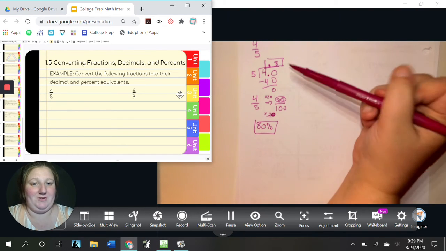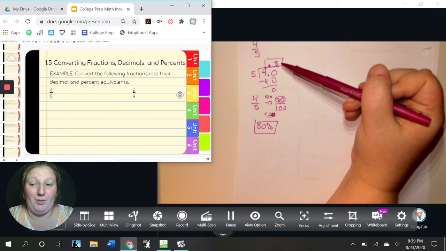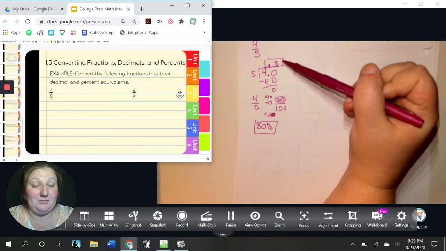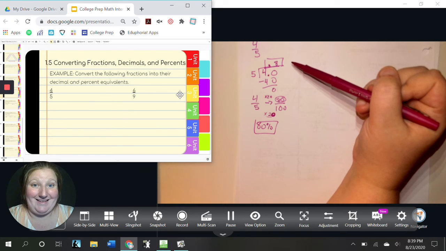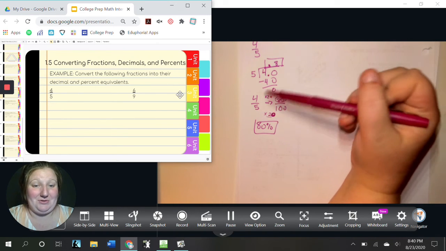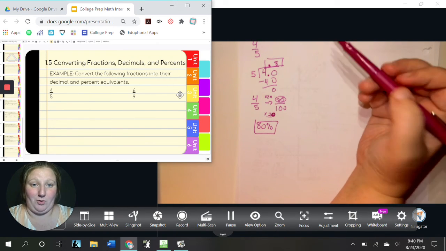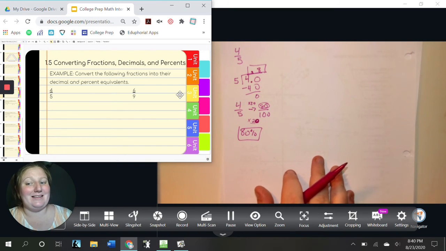Now, if you come up here, an easier way to do that would be, once we had our 0.8 as the decimal, move the decimal over 2 places to the right and get 80, and that's your percent. But you can always go through this process as long as it works. We're going to look at one next that doesn't work out so well.